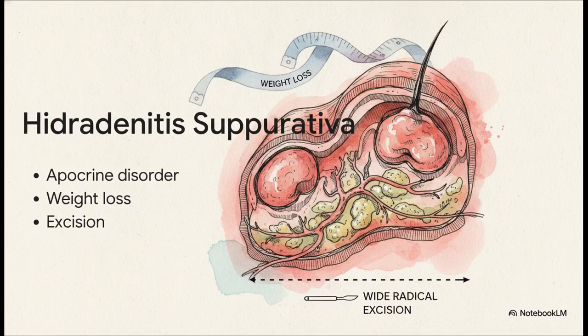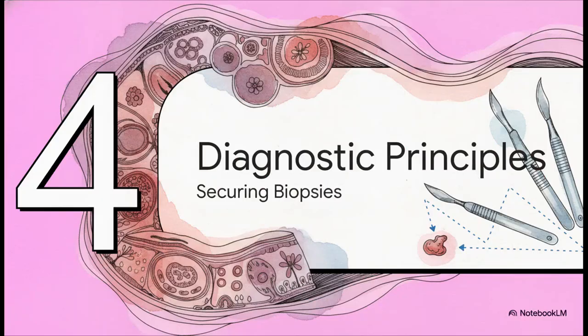This is hidradenitis suppurativa. Fundamentally, it's a severe disorder of the apocrine gland-bearing skin. Secondary bacterial invaders, like Staphylococcus aureus, are what drives that purulent discharge. And because it's heavily influenced by metabolic factors like obesity, management absolutely mandates aggressive weight loss. For the really severe refractory cases with sinus tracts, we have to do a wide, radical excision of all the affected tissue.